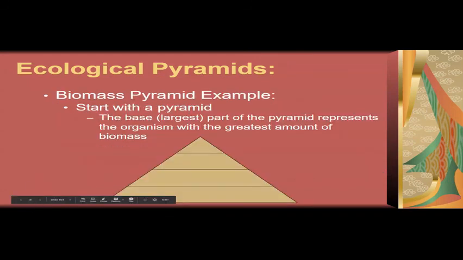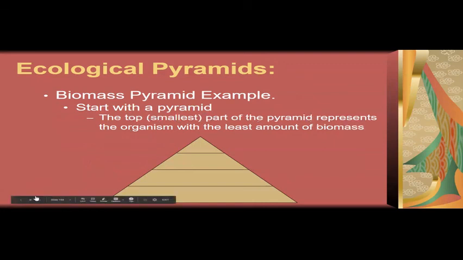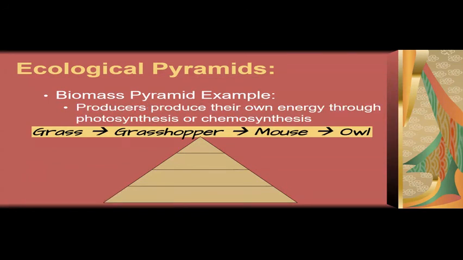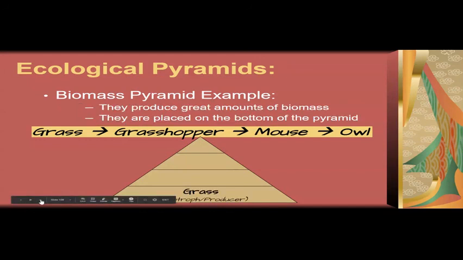Here's a biomass pyramid example. So once again, we start with a pyramid, and the base is the largest part of the pyramid, which represents the organism with the greatest amount of biomass. The top, or the smallest part of the pyramid, represents the organism with the least amount of biomass. If we once again use the food chain of grass, grasshopper, mouse, and owl, producers produce their own energy through photosynthesis or chemosynthesis. They produce great amounts of biomass and they're placed on the bottom of the pyramid.